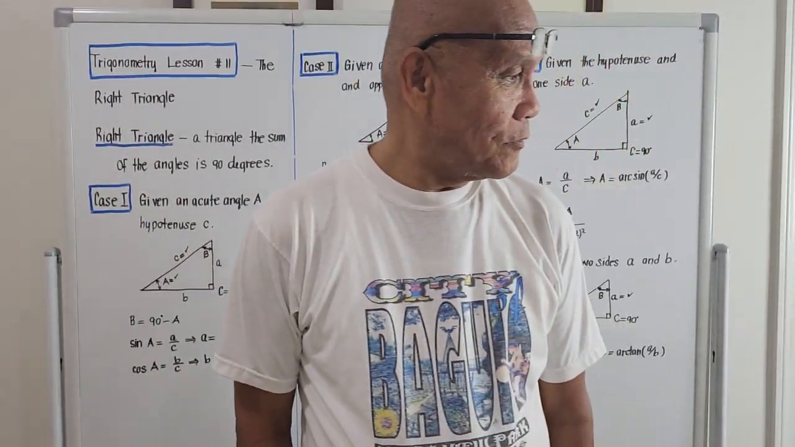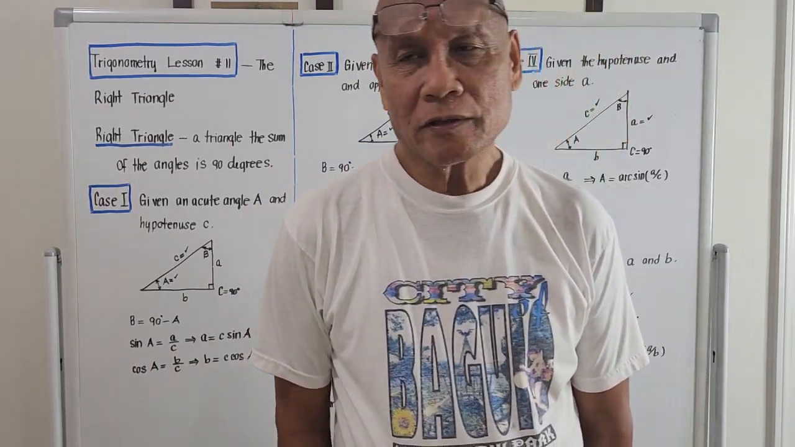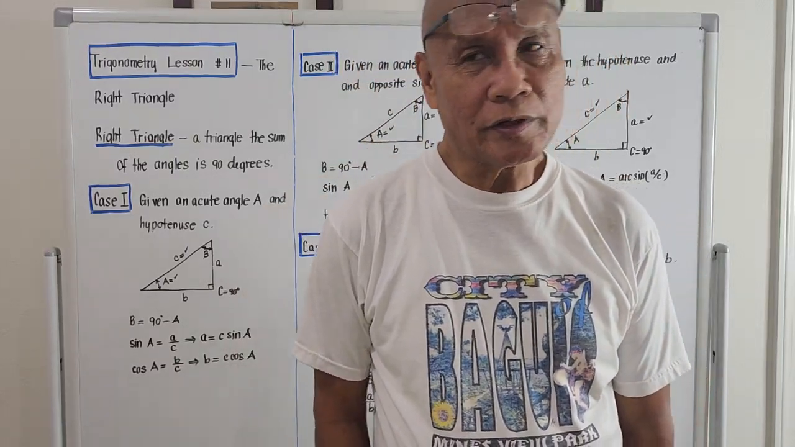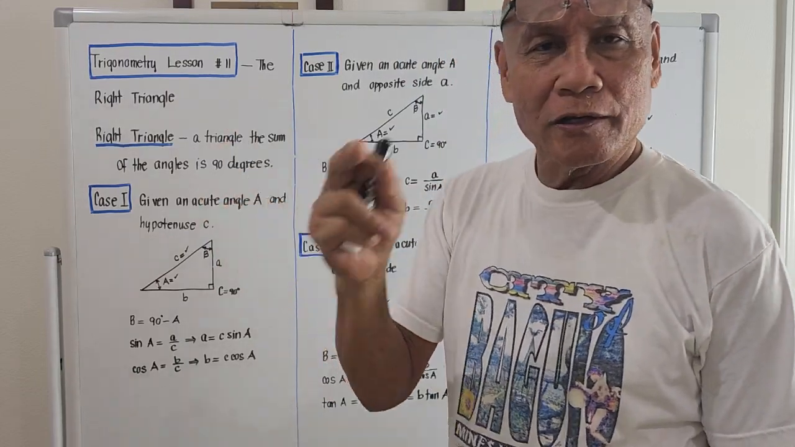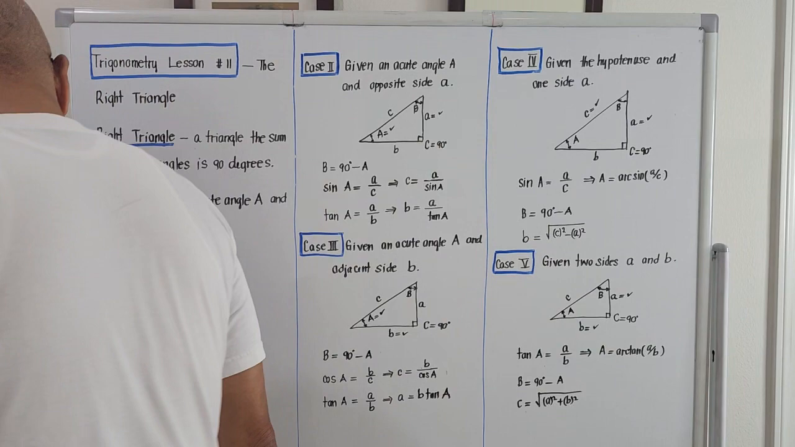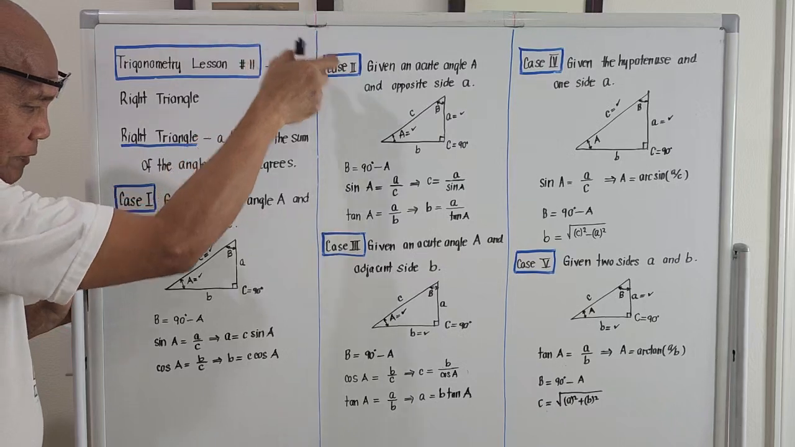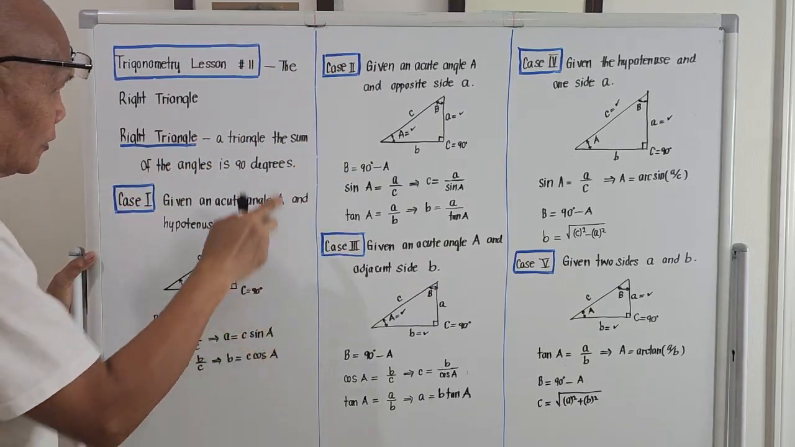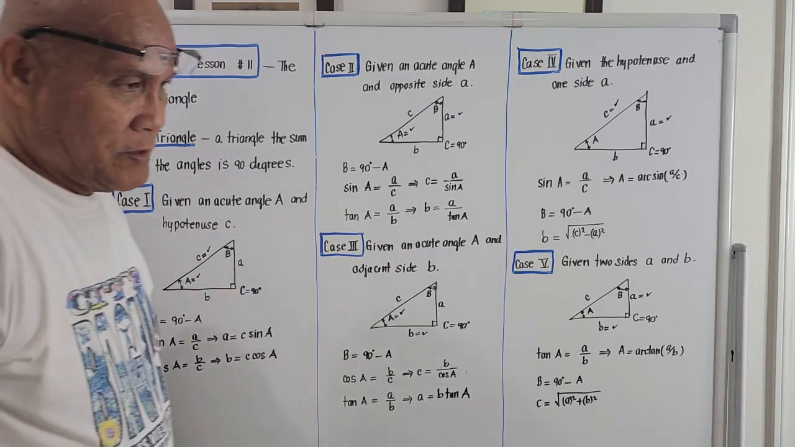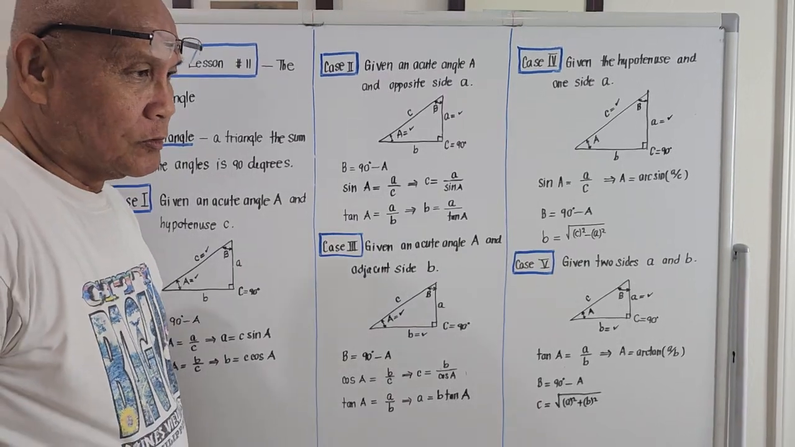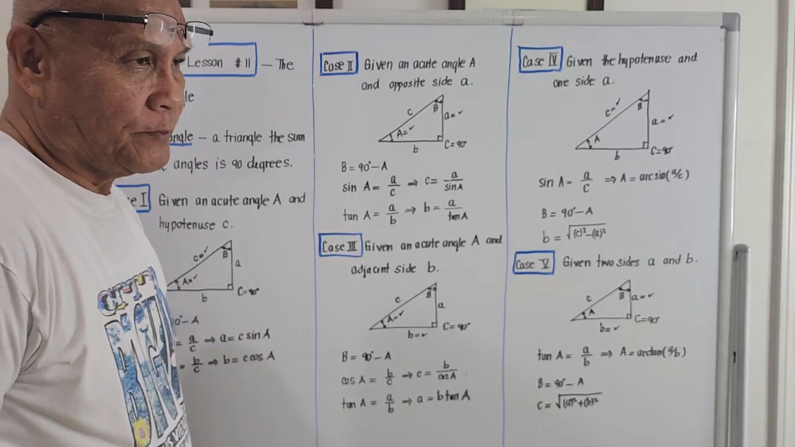My topic for this session will be a continuation of my long video format discussion, and this is actually the study of trigonometry. We are now on lesson number 11. Let's proceed. The subject matter for tonight will be trigonometry, lesson number 11, and the title of the topic will be the right triangle. Meaning, this will now be the concepts on how to solve the parts of the right triangle that is under the study of trigonometry.